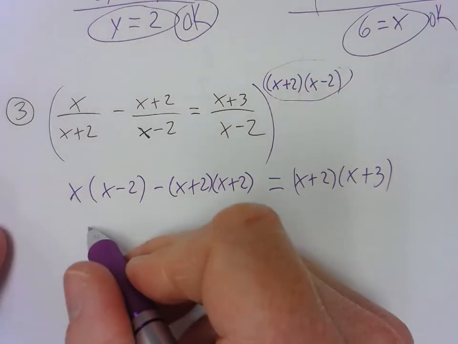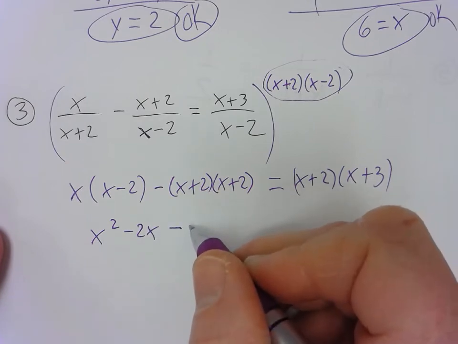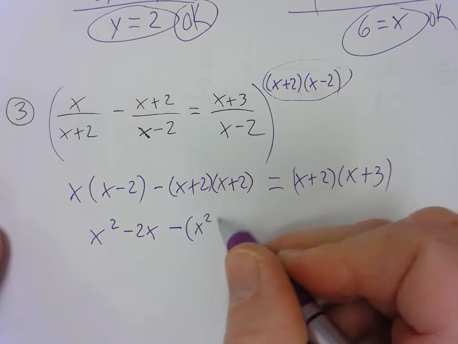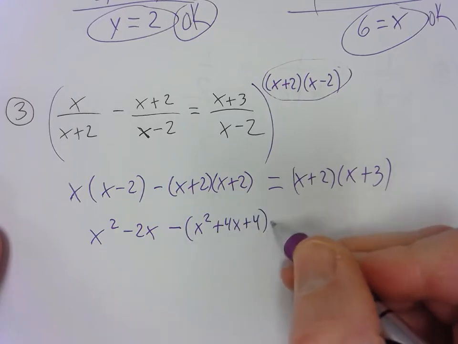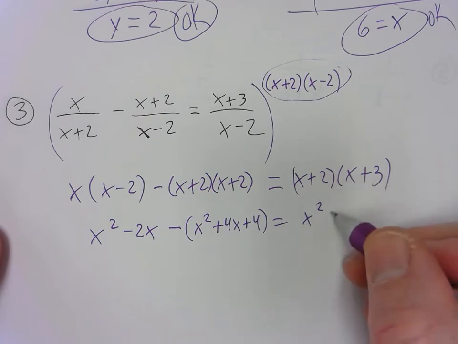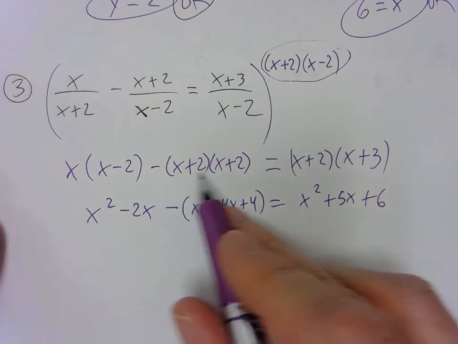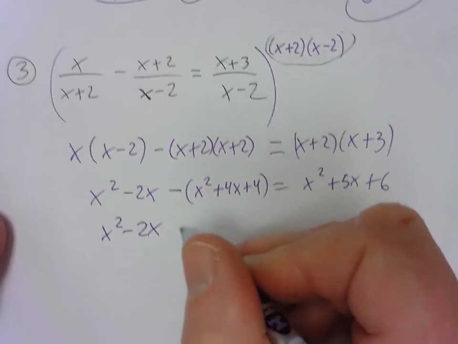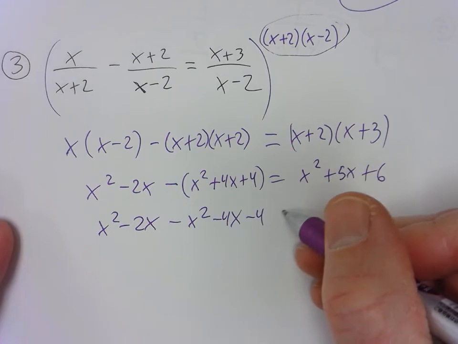Okay, distribute: x squared minus 2x minus. I'm going to FOIL this out, but leave this negative in front here. x squared, 2x makes 4x, 2 times 2 makes 4. FOIL: x squared, 3x and 2x makes 5x, and then 6. The reason I did that is because it's minus this whole thing, so the negative has to be distributed through here. So it's x squared minus 2x minus x squared minus 4x minus 4.